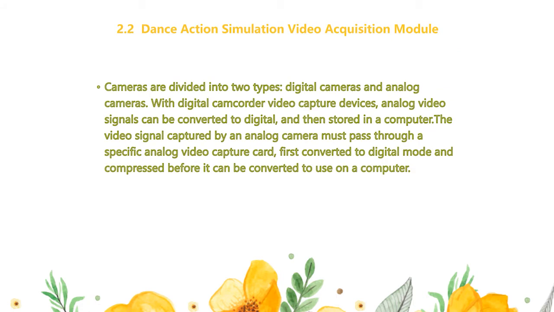2.2 Dance Action Simulation Video Acquisition Mode. Cameras are divided into 2 types, digital cameras and analog cameras. With digital camcorder video capture devices, analog video signals can be converted to digital and then stored in the computer. The video signal captured by an analog camera must pass through a specific analog video capture card, first converted to digital mode and compressed before it can be used on a computer. Digital video cameras can directly capture images and then display them on the computer screen via serial, parallel, and USB interfaces. Choose the latest USB camera.